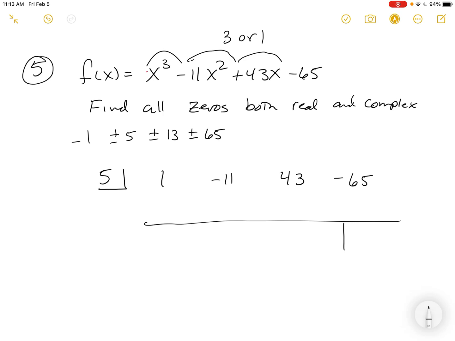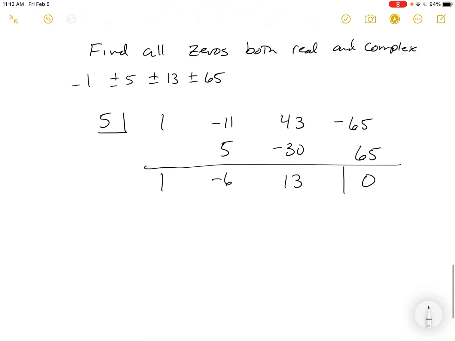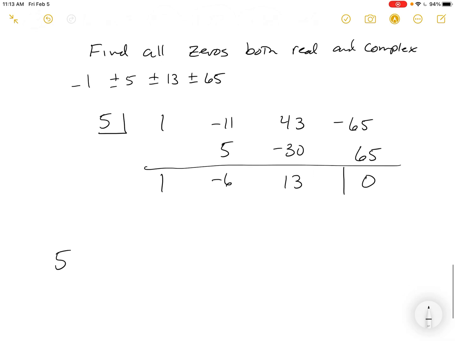And so it's going to be nice, because if I find one of the roots, then I get a quadratic, and I can do anything with the quadratic. Use the quadratic formula if I feel stuck, something like that. And again, all we need to do is find the zeros. So bring down the 1, 5. 5 minus 11 is negative 6. Then I get a negative 30, which brings me to a positive 13. Oh my goodness. 5 times 13 is 65, and I get a remainder of 0. Awesome. We now know 5 is a 0.